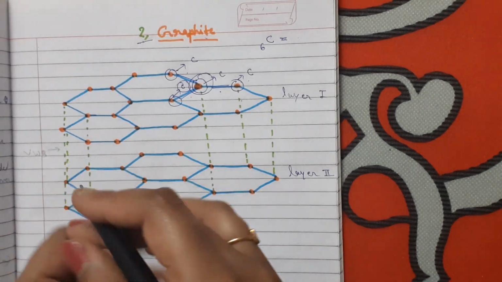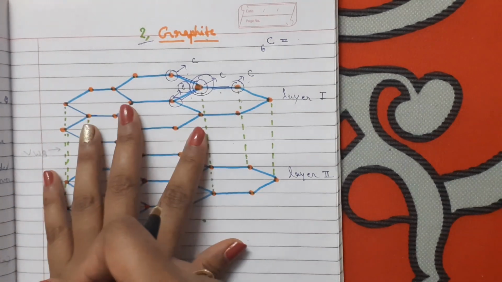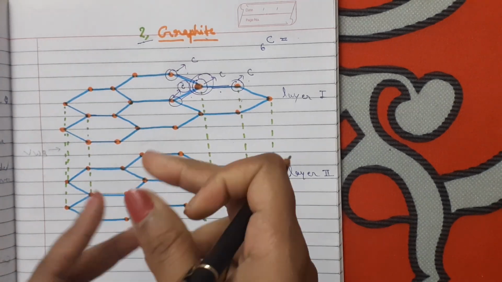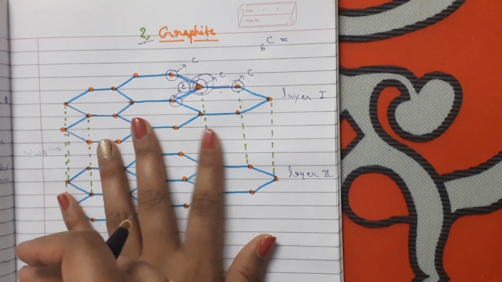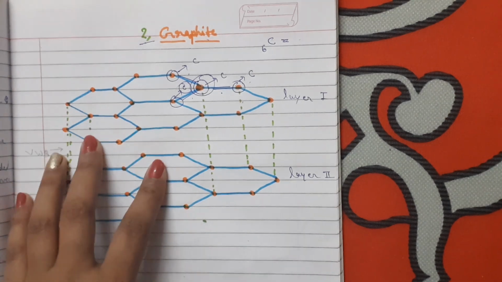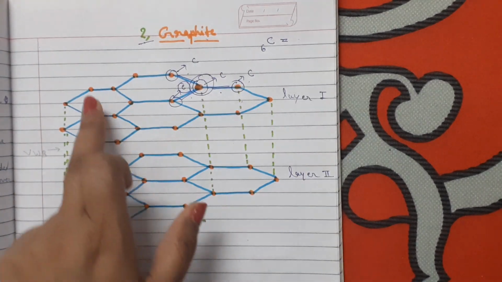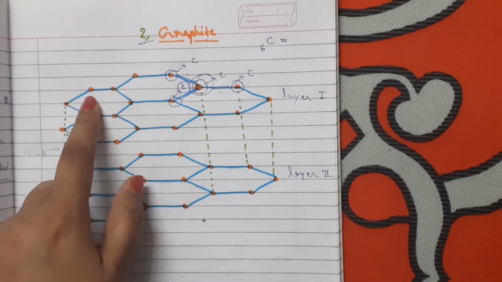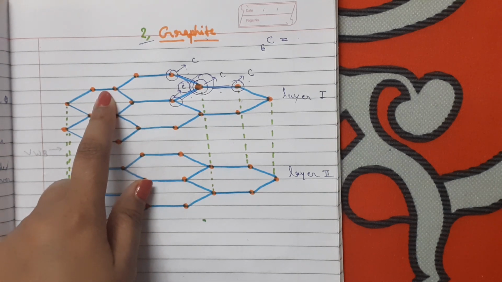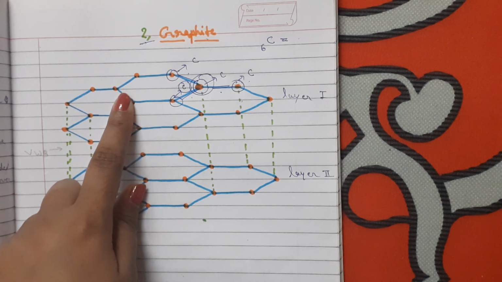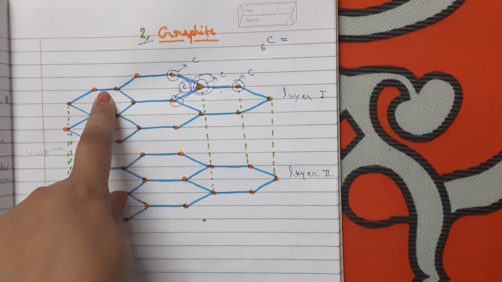Okay, so why does it have all these properties, like being a good conductor of electricity? Why is it a good conductor of electricity? So let's start understanding the structure first. You can see hexagons connected to each other. Here the blue lines are covalent bonds, and the orange dots are carbon. So there is a carbon-carbon covalent bond between them.